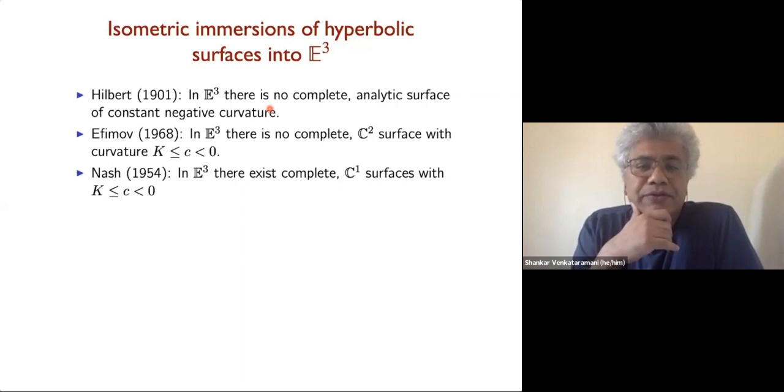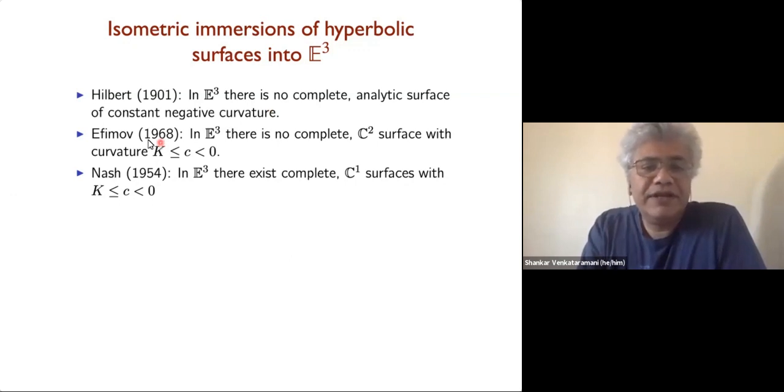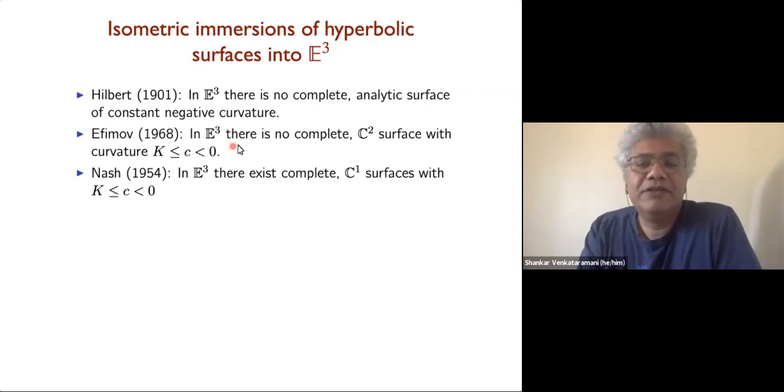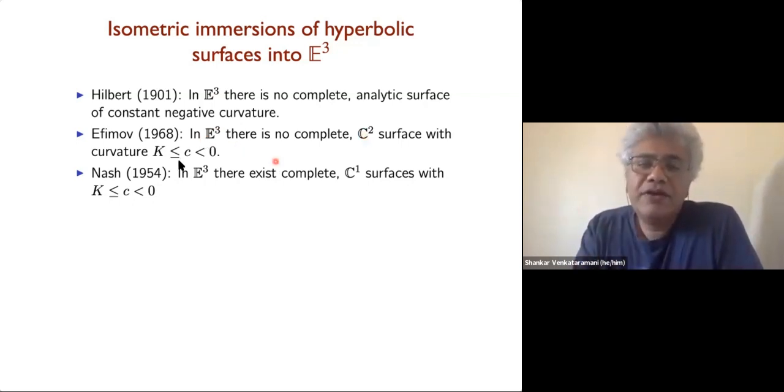And this has been improved since the time. A particularly nice statement is this one due to Efimov from 1968, where he shows the same result, except with slightly weakened hypothesis. You only need C2 smoothness. And you don't need a constant negative curvature. You just need curvature that's uniformly bounded away from 0 and negative. So that's Efimov's theorem.